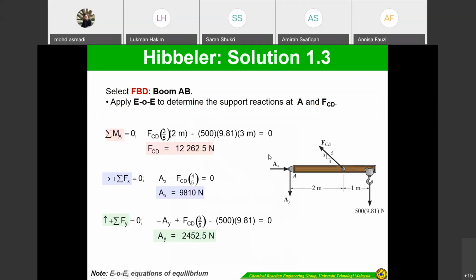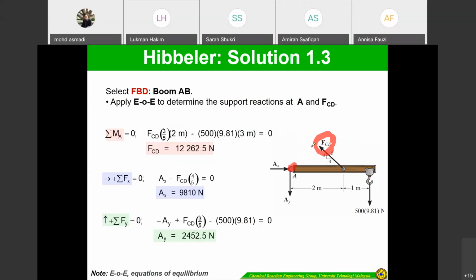What you have to do is start with the minimum number of unknowns. If you want to determine the resultant internal force at point A, the first things to determine are the unknowns, Ax as well as Ay. FCD is also unknown. So start with the moment at A, so that Ax and Ay are going to be zero at this point, and we can determine FCD.